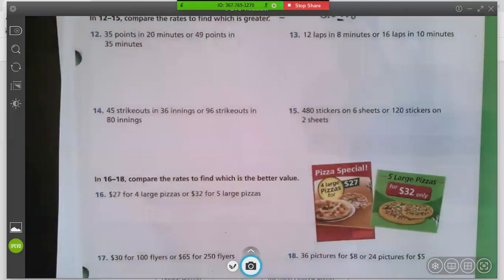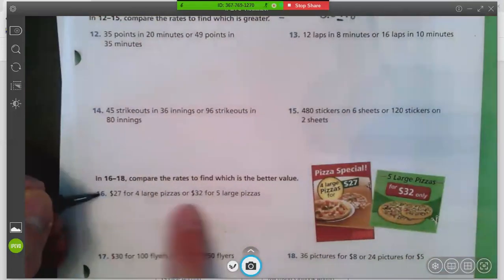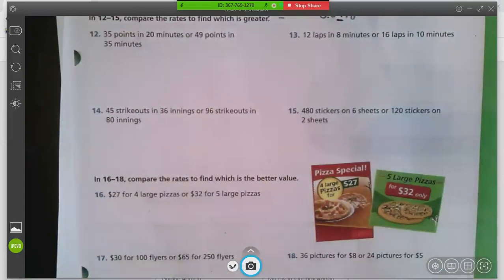Okay, I want to go down here to the bottom real quick with 16, because sometimes if you go to Marco's Pizza or Joe's Pizza or Grandma's Pizza, they have different specials. So you might need to look. So this is $27 for 4 large pizzas or $32 for 5 large pizzas.